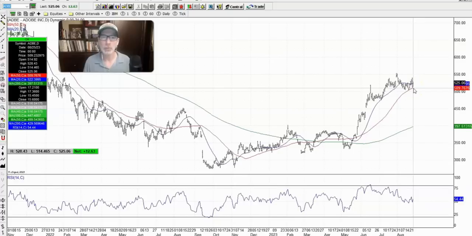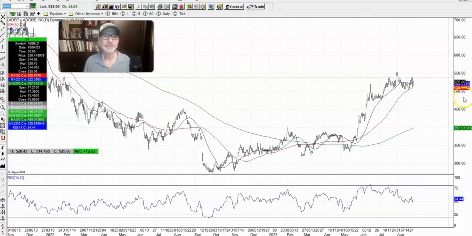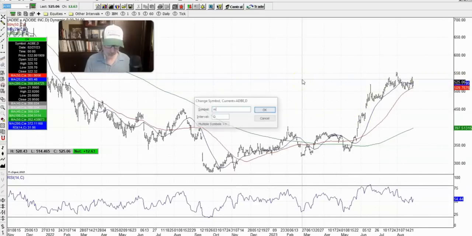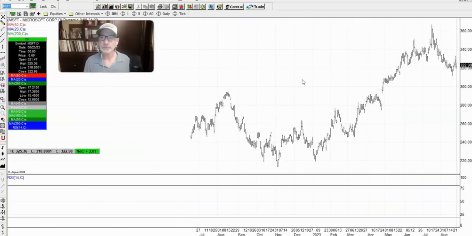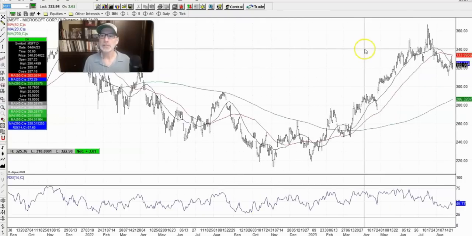People are bullish on Adobe as well. So it's got a nice uptrending bounce off the 50-day moving average here. I would be more bullish than not on Adobe. Take it as you will, but Adobe looks pretty good. What other stocks do we want to look at? We can look at Microsoft. Let's see how Microsoft looks.